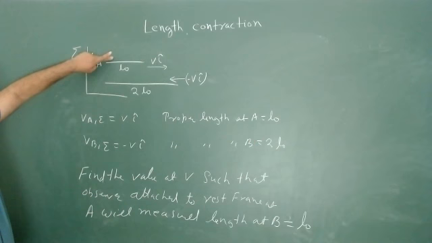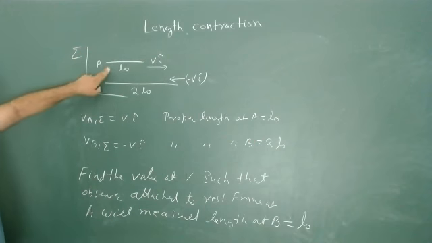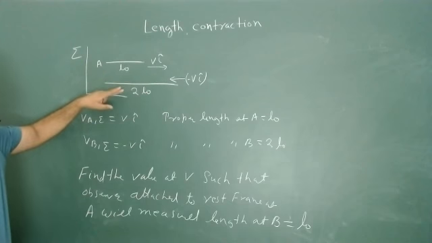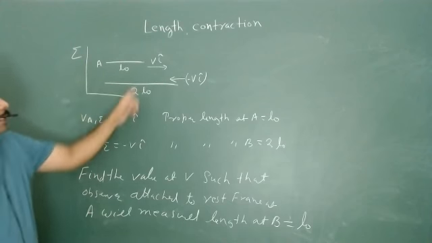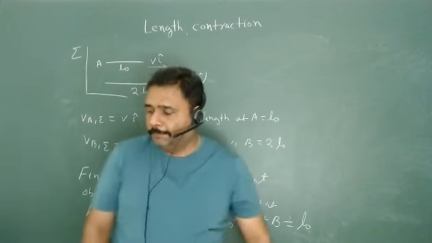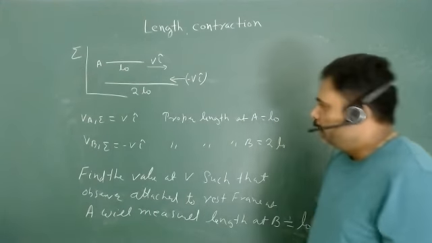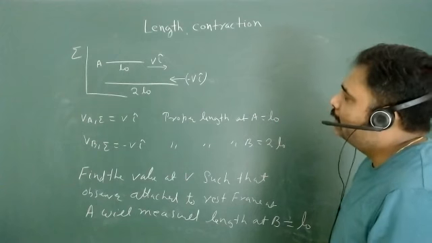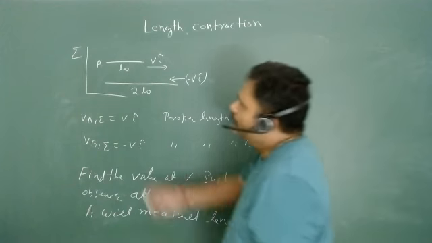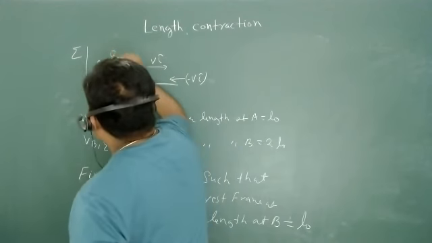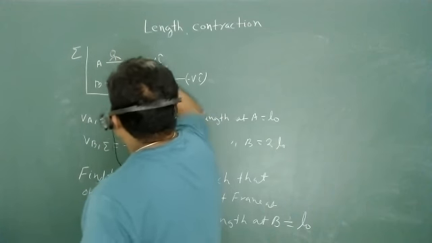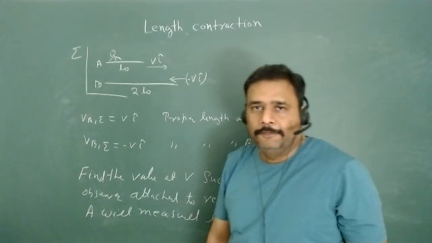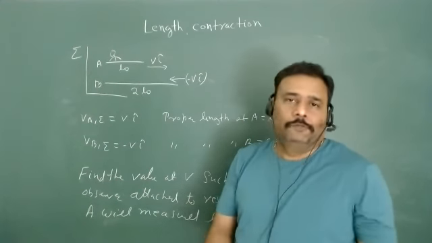So if the observer is attached to A, meaning A is at rest with respect to the observer, then he will see that this length is contracted, but that length must be equal to L naught. Meaning its full length becomes equal to this. Then what should be this particular velocity or speed? Will you try it? What you have to do is first calculate the speed of B with respect to A. Once you get that, then you can easily use length contraction.